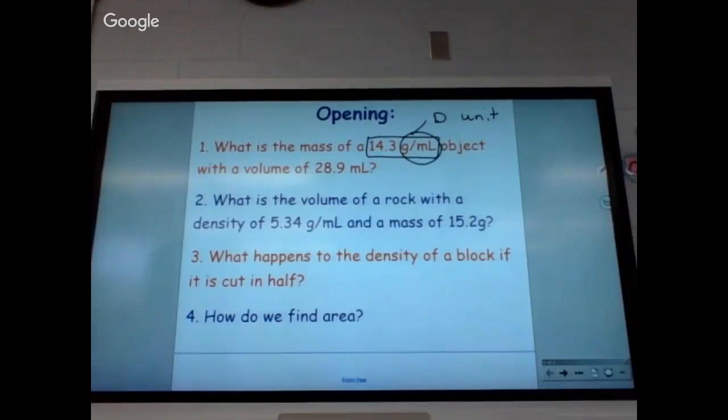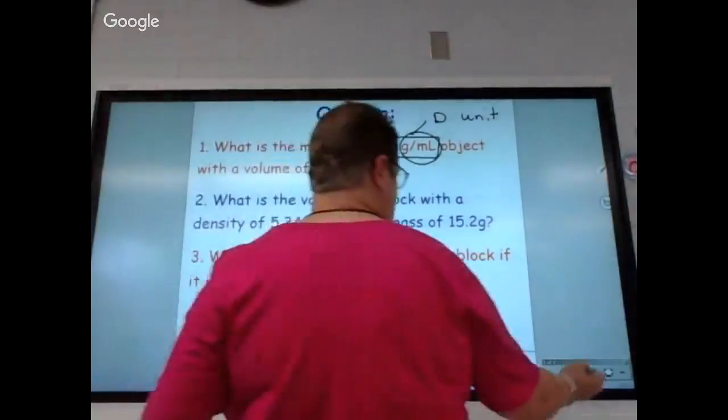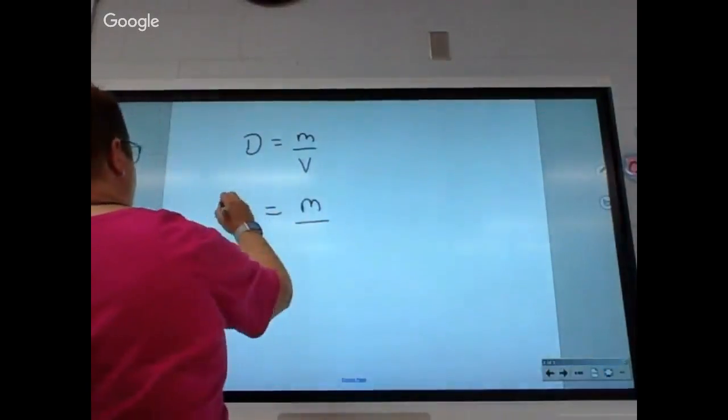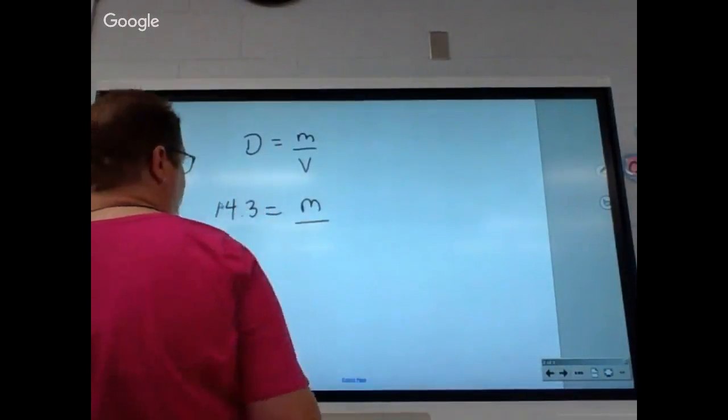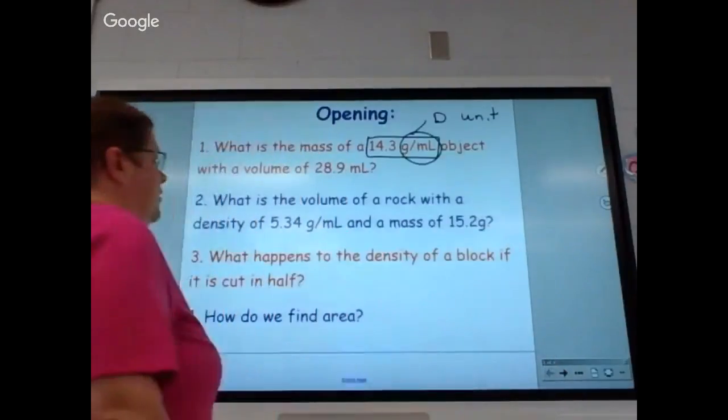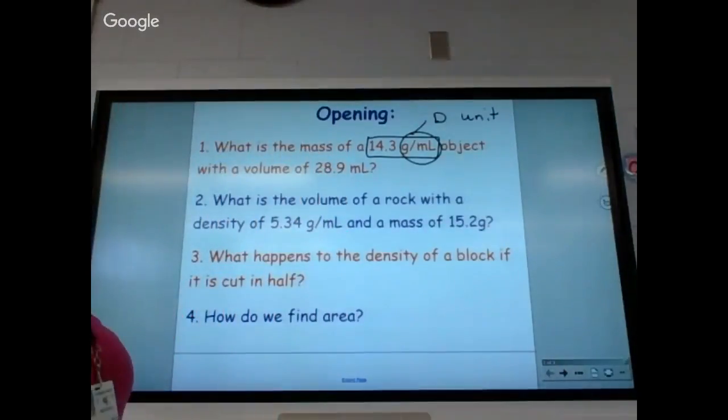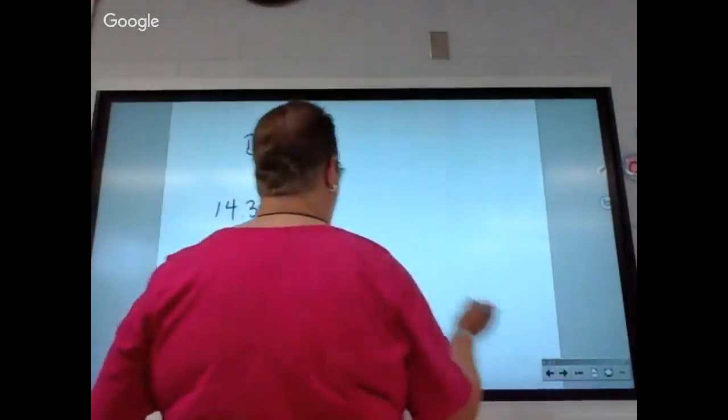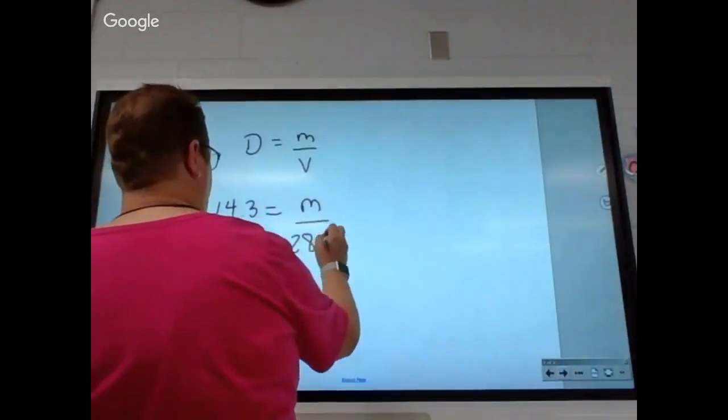So, that's a density unit. That's what tells you that. Grams over milliliters is your density unit. So 14.3 has to go there. That means that 28.9 ml is a what? That's the volume. So 28.9 has to go there.